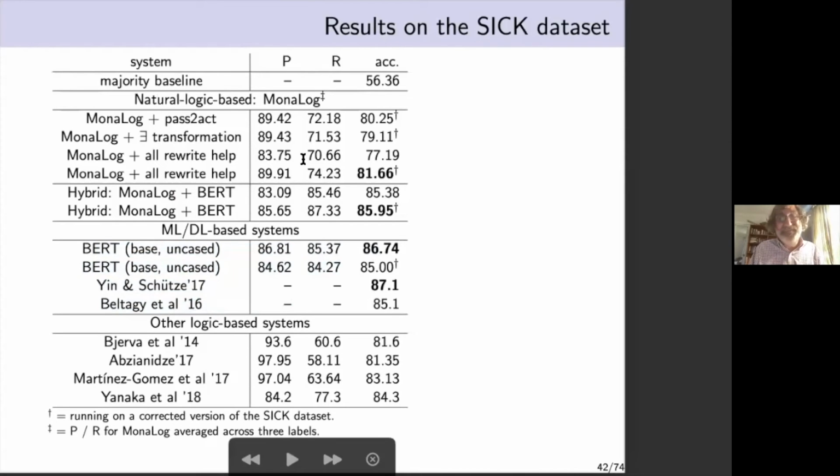Our system, well, it's almost the 80-20 rule. Our system can get about 80. MonaLog is the name of our system, so it's monotonicity and logic. It can get 81. It can't do as well as this.